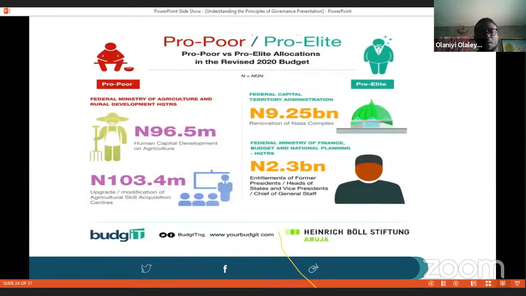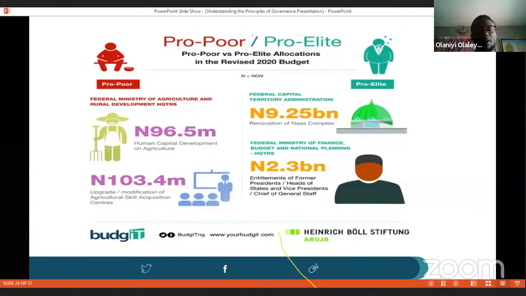I want to take a very close look at this graphic. We have a section for pro-poor, and we have the section for pro-elite. So these line items were gotten from the 2020 budget. We were trying to look at, is government actually prioritizing the people, or will this large amount of money be used by the elite? Look at the Federal Ministry of Agriculture, by your left. For the total human capital development of the Federal Ministry of Agriculture, only 96 million was allocated.